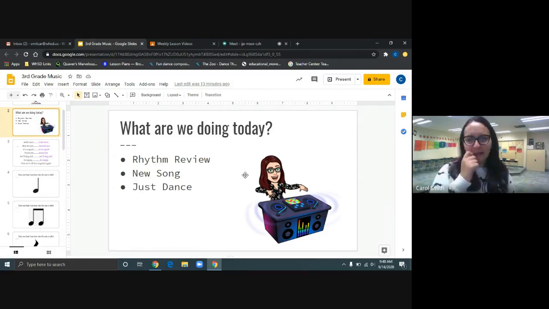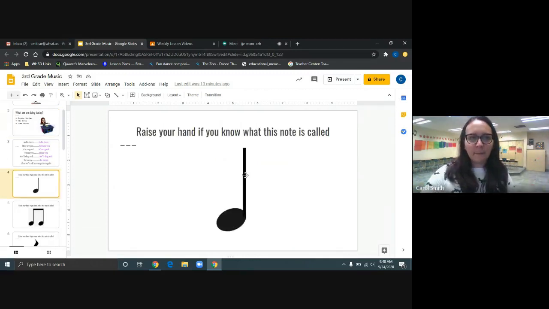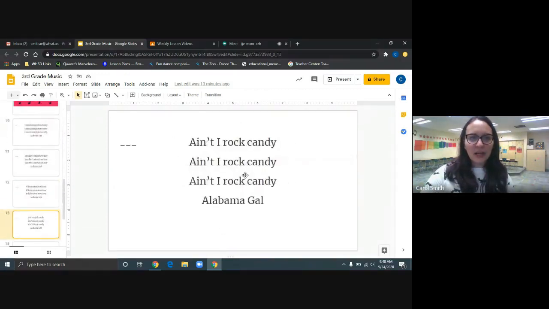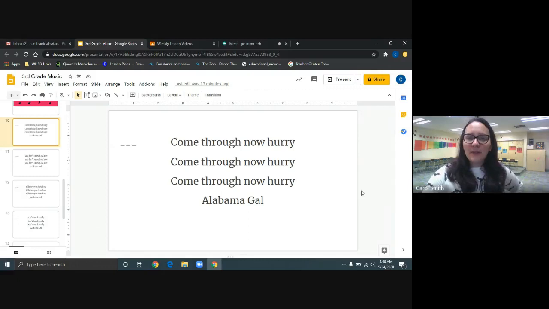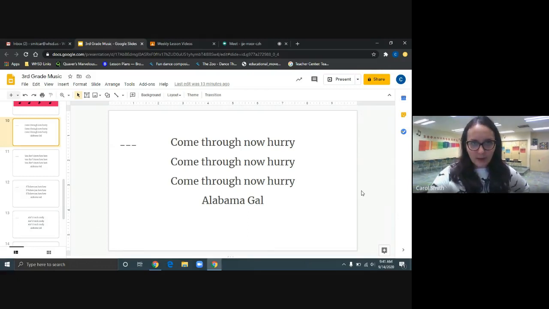Raise your hand if you heard the type of candy that comes at the end of the song. Good. If you said rock candy, you are correct. All right, so go ahead and read along with the song. I'm going to sing it for you one more time. Follow along with the words, please.